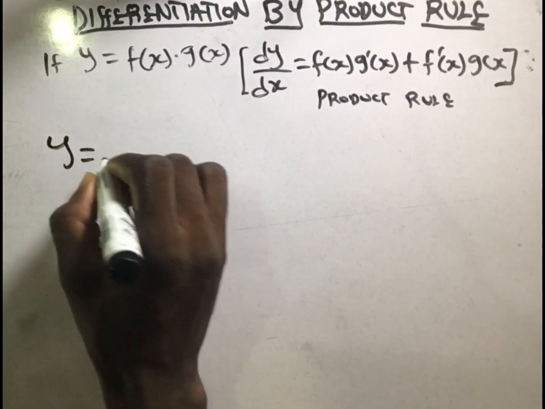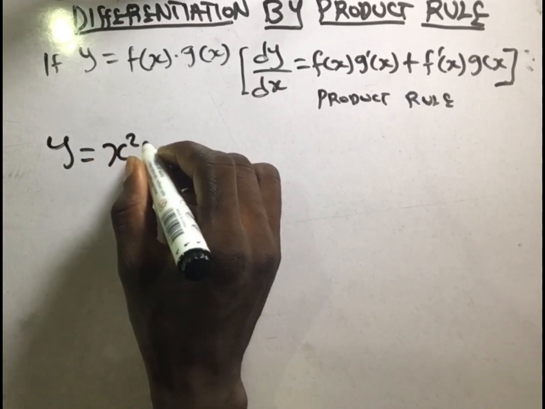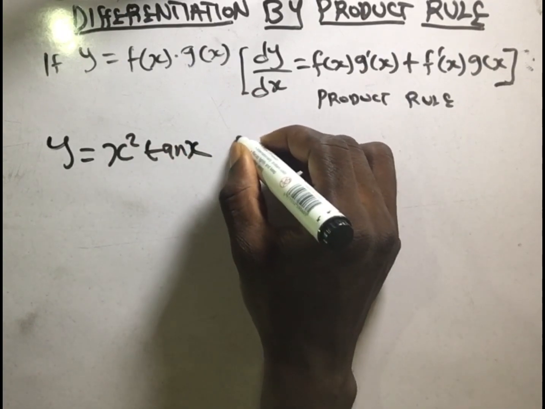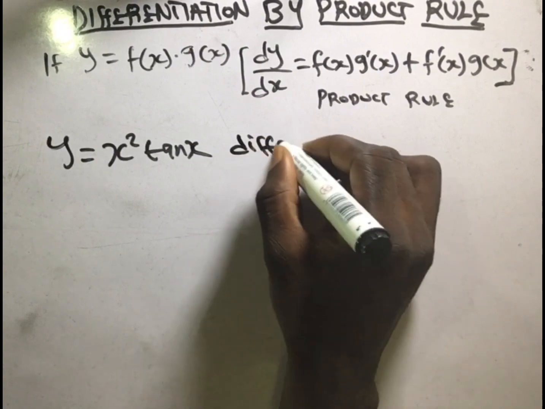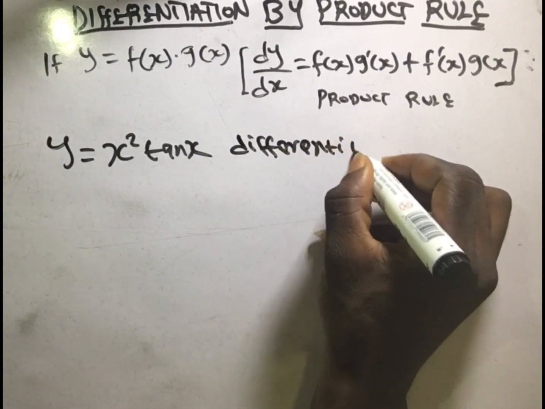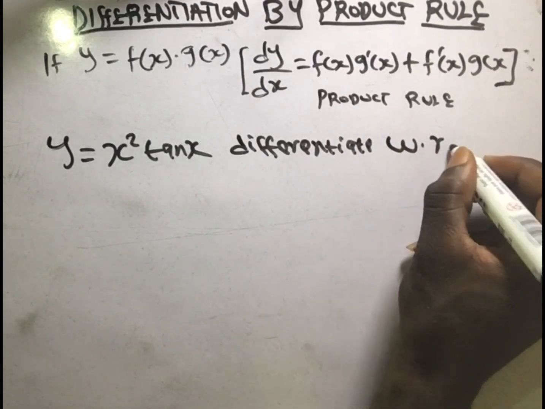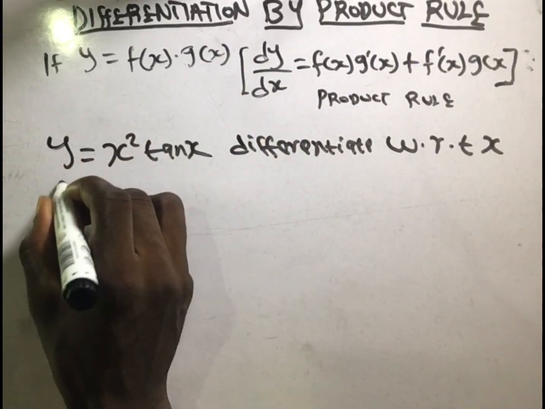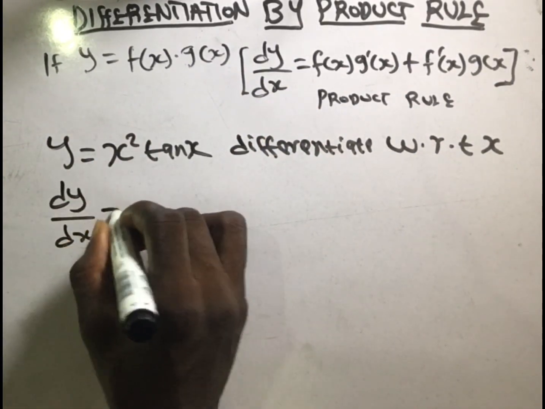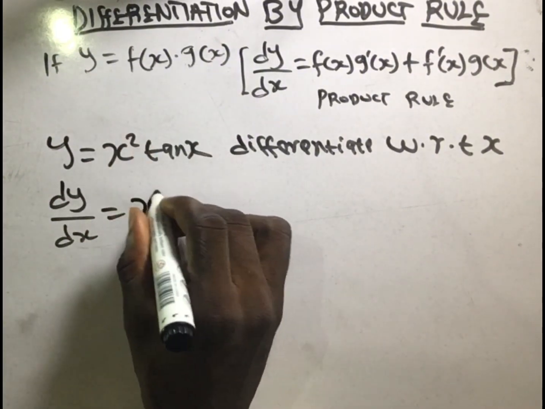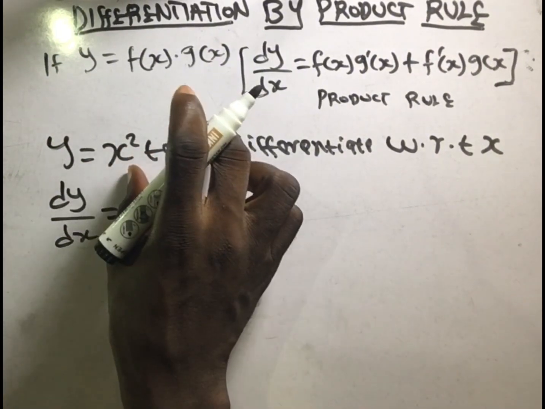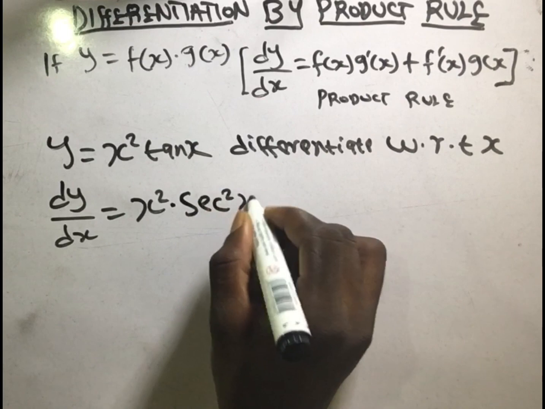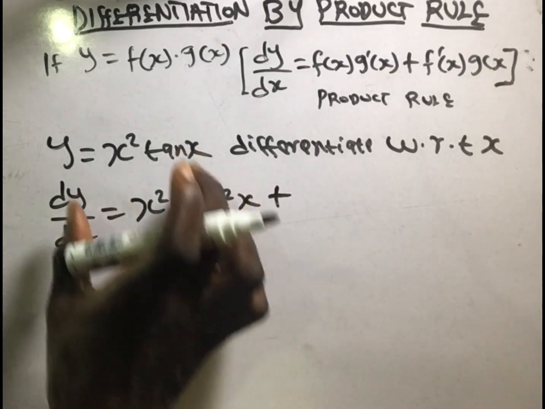Let's say we have y equals x squared tan x. Okay, and we are asked to differentiate this with respect to x. So from our rule, we said we bring this first one down without wasting time, then differentiate this. If you differentiate tan x, I believe you should all know that by now, you will get sec squared x, plus this. Now you are done with the first stage.